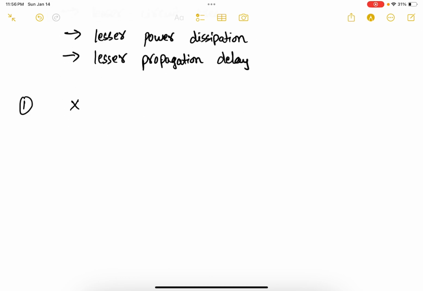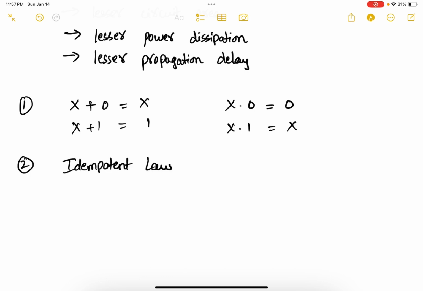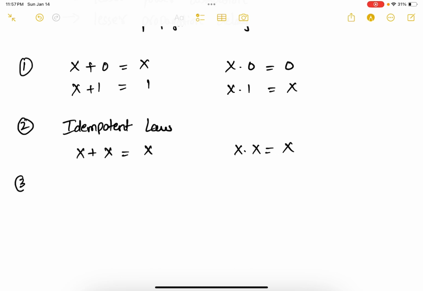So the first theorem is with zeros and ones, which states x or 0 is x and x or 1 is 1. You have already seen this before. The dual is x and 0 is 0, x and 1 is x. Then we have the idempotent law. So it's basically x or x is x and x and x is x. Next comes the involution law. So it's x prime, the whole prime is x.